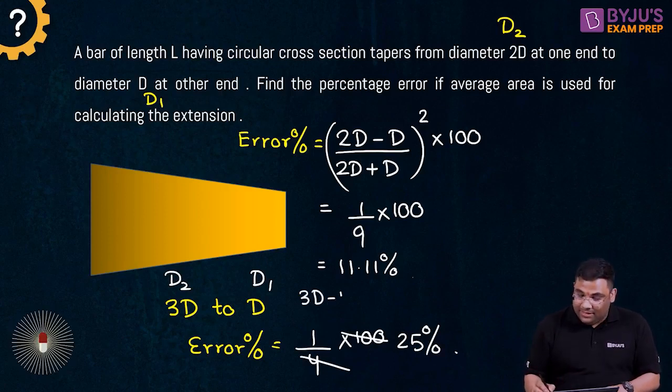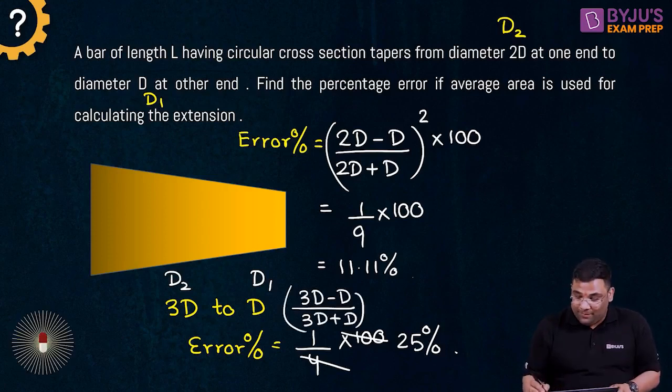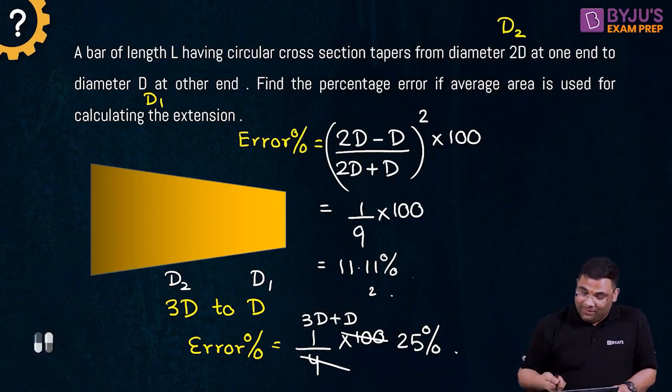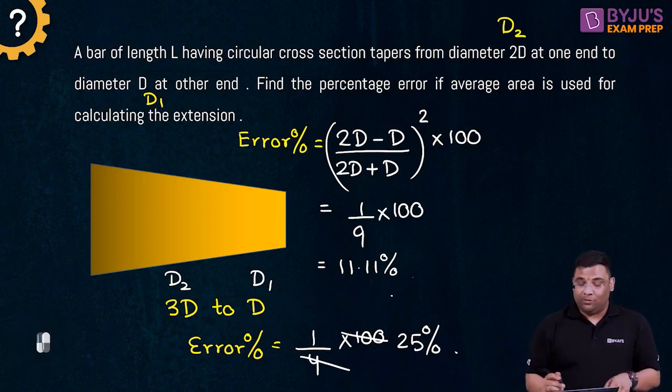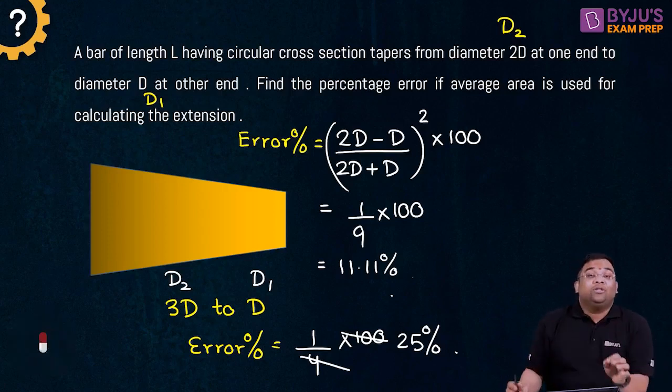3D minus D by 3D plus D. So 2D by 4D. And whole square, obviously. Okay. So 2D by 4D means what? 1 by 2 whole square. So 1 by 4 into 100 is 25%. So like this, anything they ask you in the examination, you can easily solve, right? Anything they ask you in the examination, you can easily solve that.